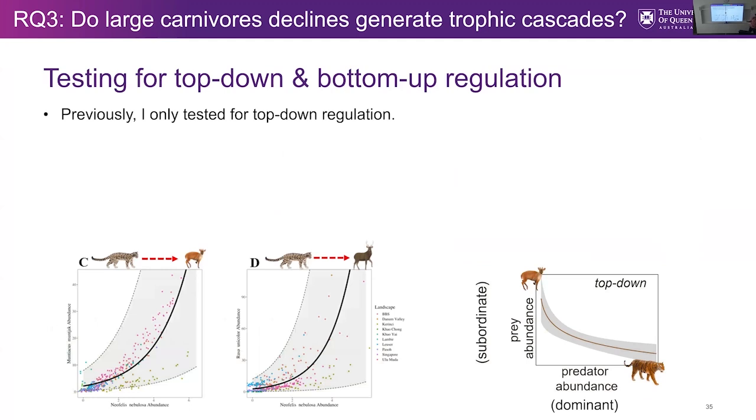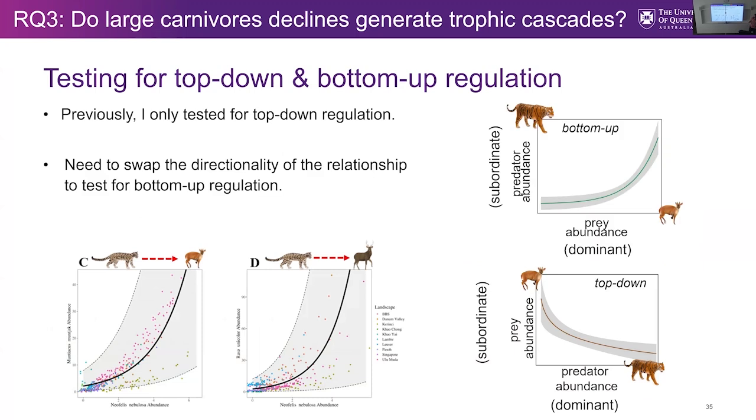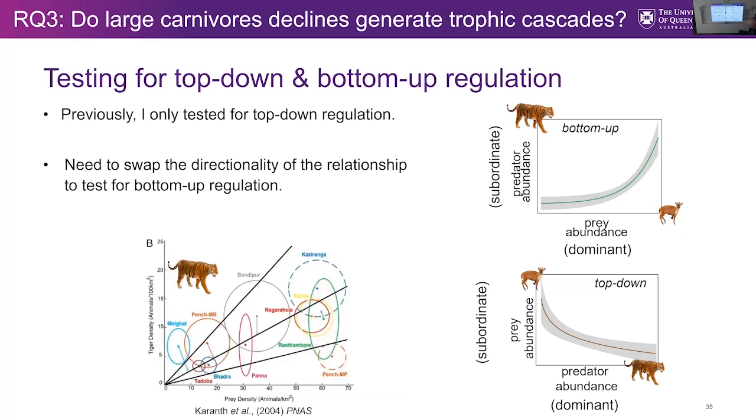Previously, I only tested for top-down regulation, how prey abundance varies due to predator abundance. To incorporate bottom-up regulation, I simply swapped the directionality of the model to see how predator abundance varies due to prey abundance. And if we look, the axes match the same as the bottom-up graph as the tiger researchers did.